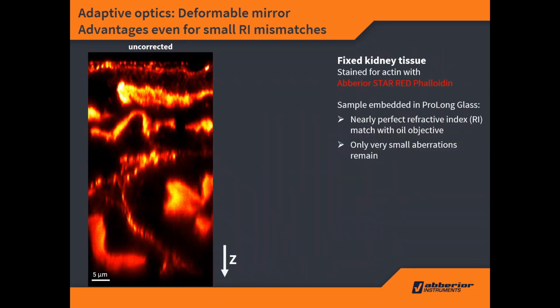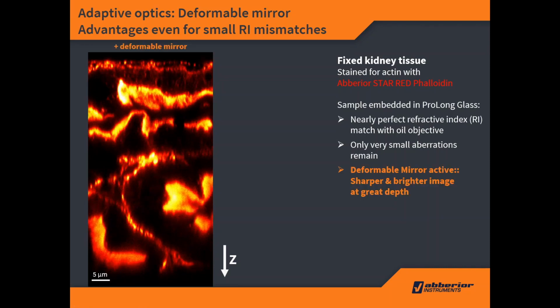Now, going to oil objectives, it is a bit harder to find a mounting medium which will guarantee that the refractive index of the mounting medium is matched to the immersion liquid. But there's, for example, ProLong Glass, which is very closely matched to the refractive index of glass and the immersion oil. You can see imaging into this sample here in ProLong Glass, which is again kidney tissue, same stain, but in ProLong Glass. You can see the image quality is quite good, still at the bottom.